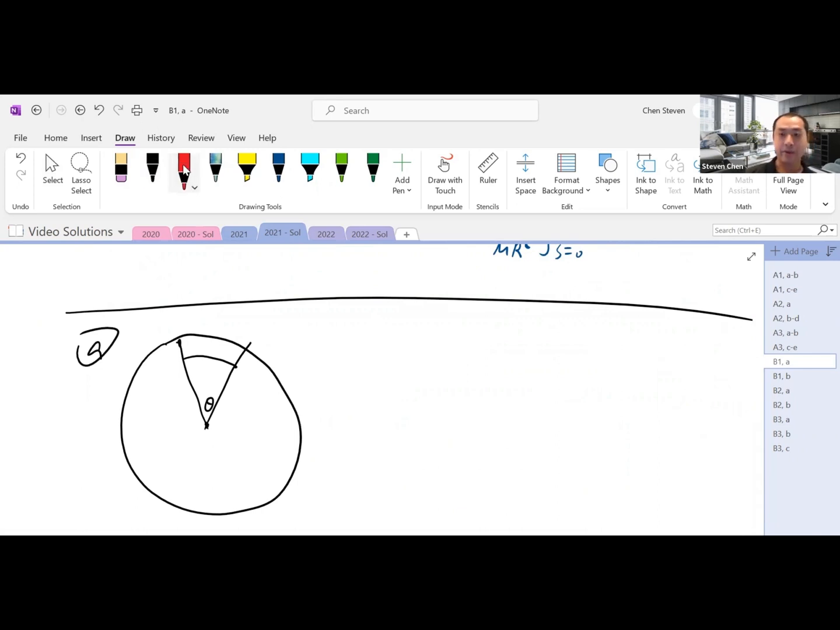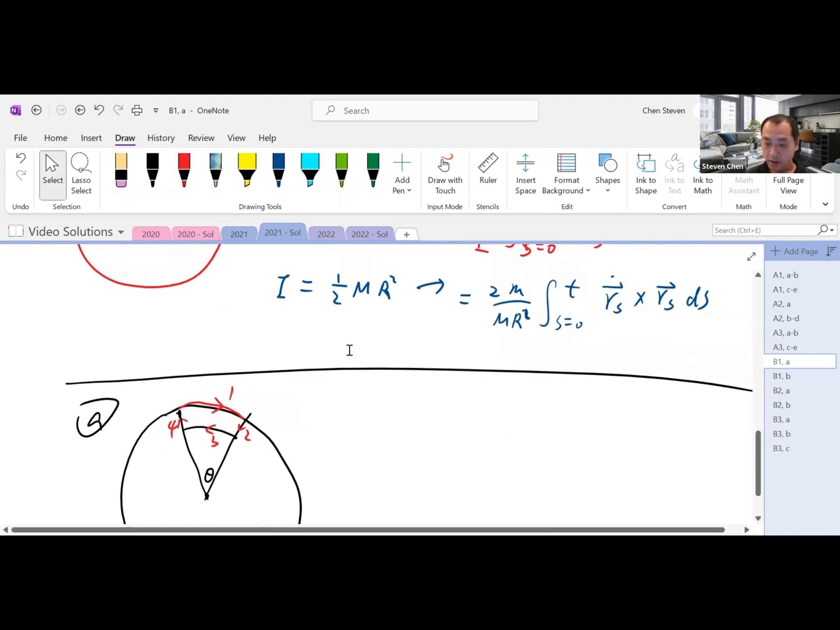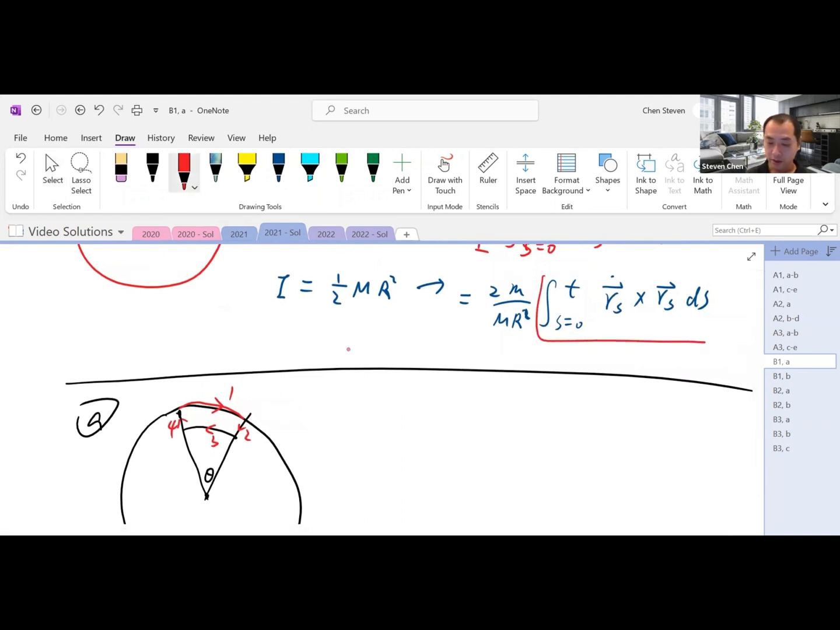So let me separate them into 4 segments. Suppose here we move in this way. This is 1, this is 2, 3, this is 4, okay? So the central thing is to compute this integral, okay? So we have to do it on each of these 4 segments, okay?